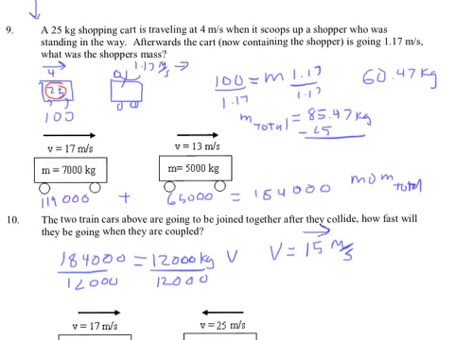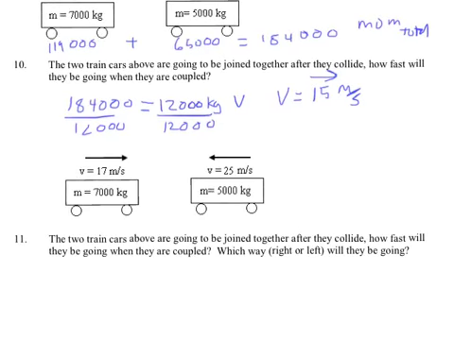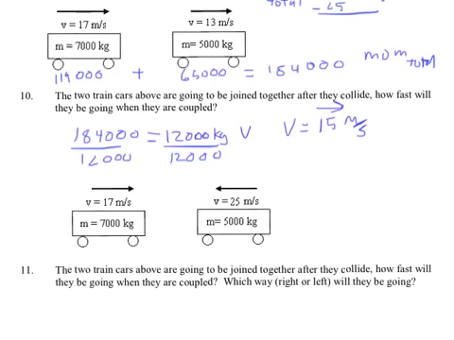Let's try another one. I love these ones. Okay, so again, let's see what I've got here. Fortunately, this one, 17 times 7,000, helps. I have 119,000 units of momentum going this way. And now in the opposite direction, I've got 5,000 times 25, that gives me 125,000 units of momentum that way.